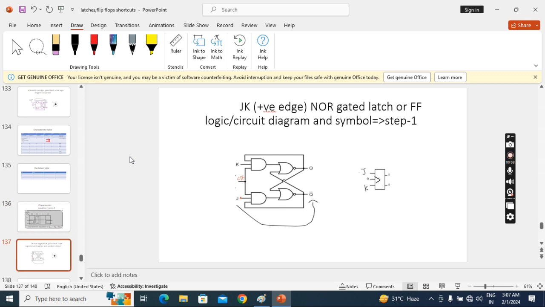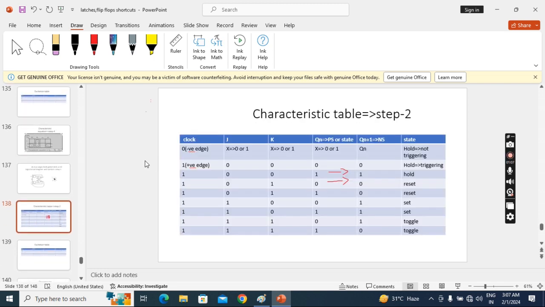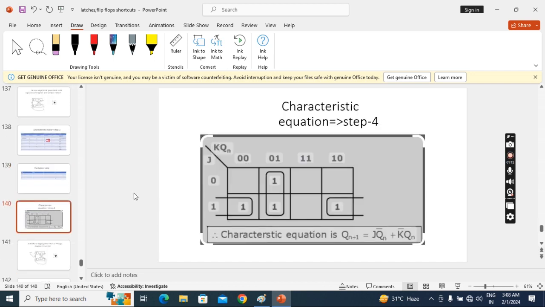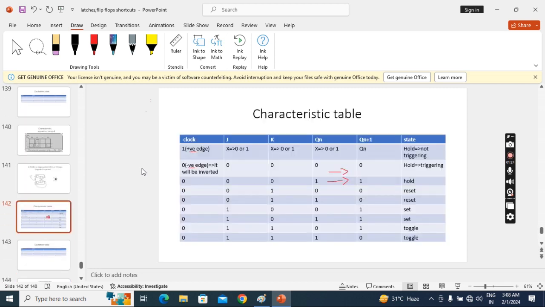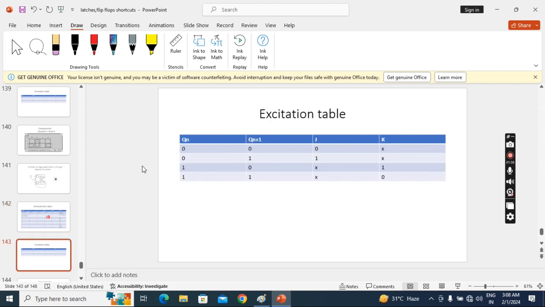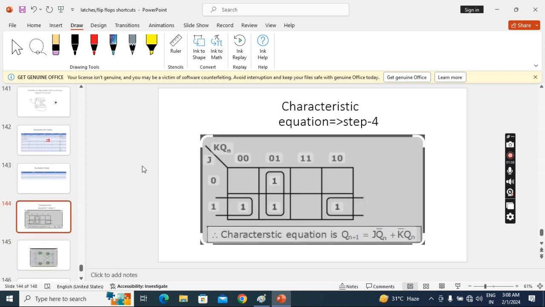Now with the NOR latch part, positive edge, the circuit will change, and here a triangle will come. This is the same as the latch, which works with levels, while this works with edges. Now with the negative edge, NOR latch part, here a circle and triangle will come, and here a NOT gate will come. This is the same as the latch, just that one works with levels and this with edges. The excitation table and characteristic equation are also the same.